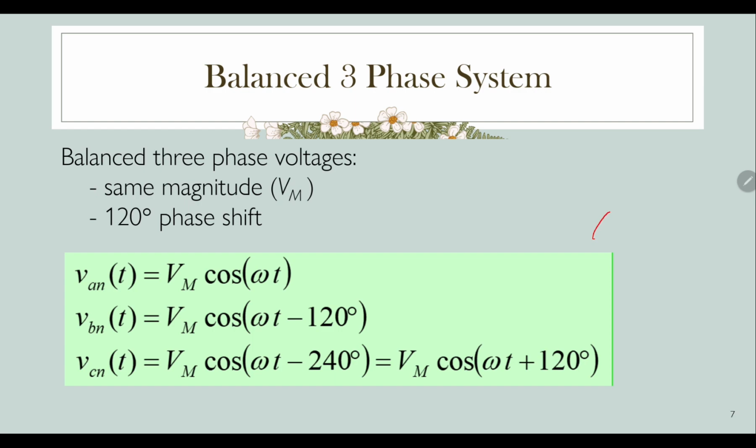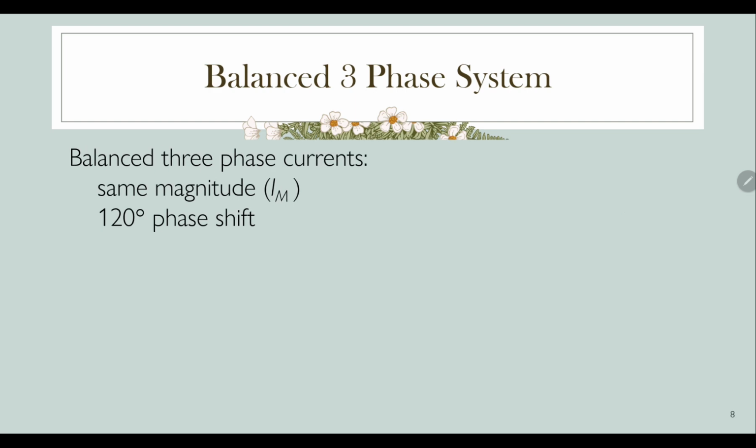Because they are waves like this, they are calculated in the time domain. VAN equals Vm cos omega t. VBN equals Vm cos omega t minus 120 degrees. VCN equals Vm cos omega t plus 120 degrees.